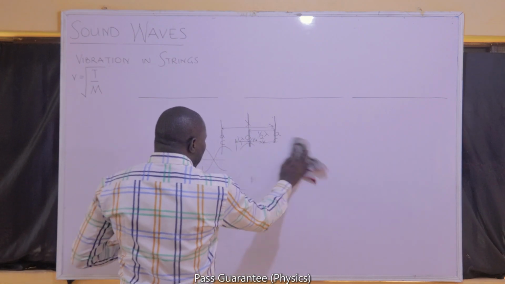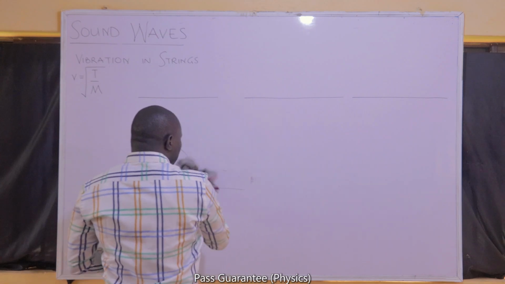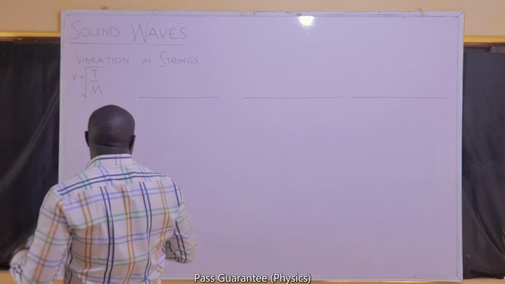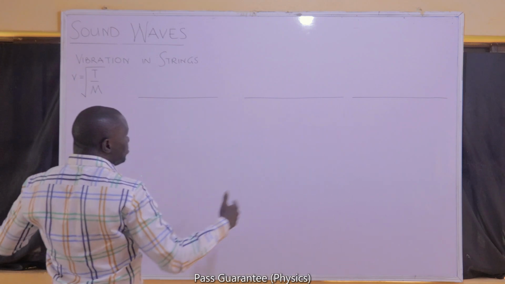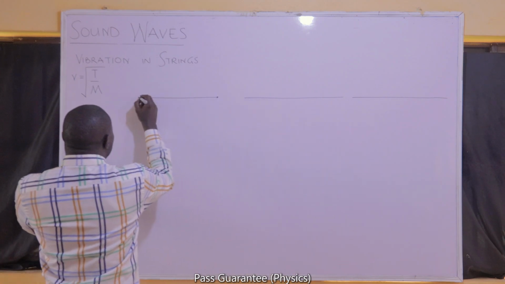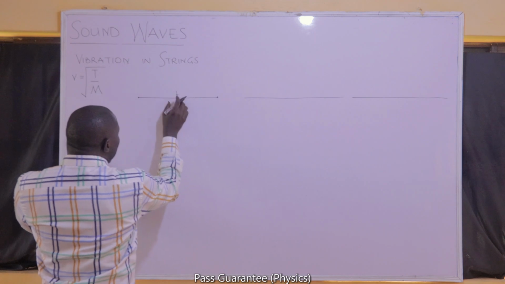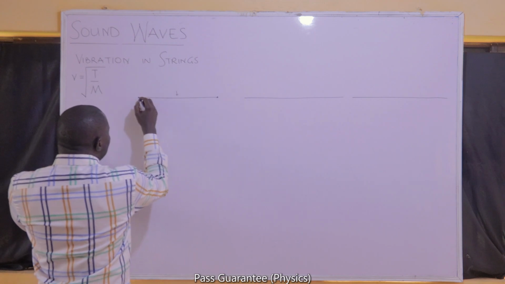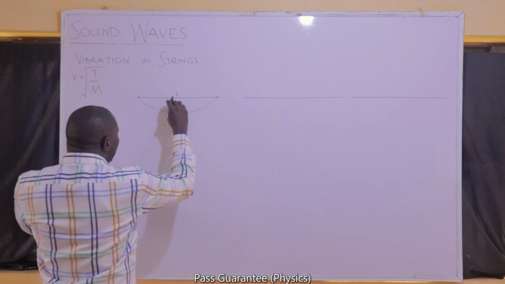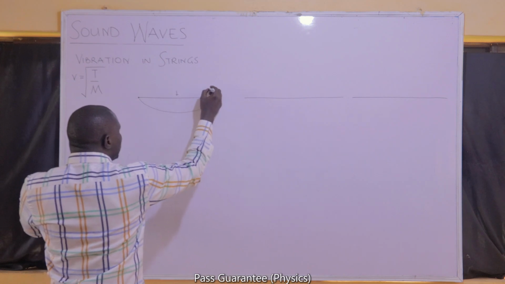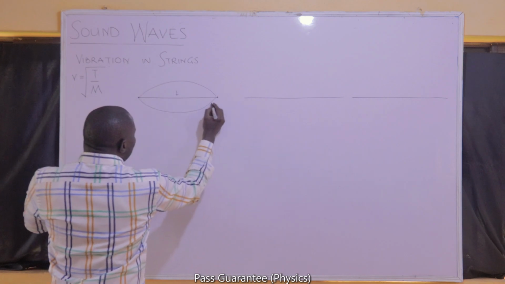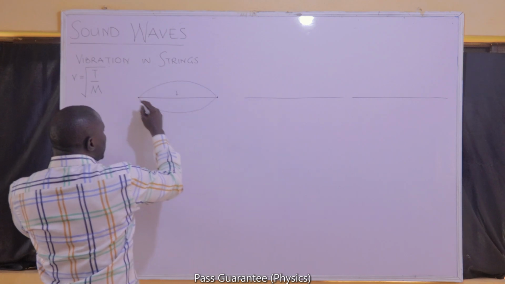Now we want to check how a string can be set into vibration. A string can be set into vibration in so many modes, but the simplest mode of vibration of a string will be obtained if you just press the midpoint down. If you press the midpoint down, a wave of this form will be obtained. It will sag downward. When it gets to the other end, we expect it to be reflected, so we have a stationary wave.